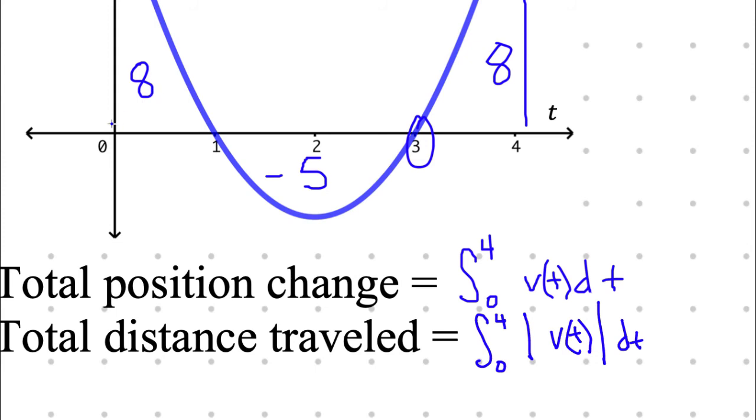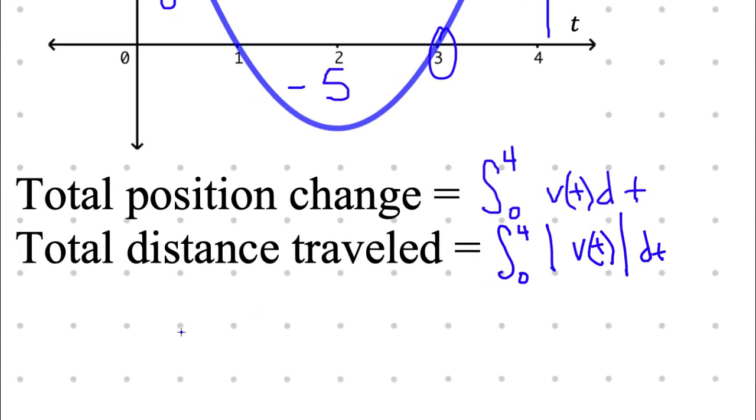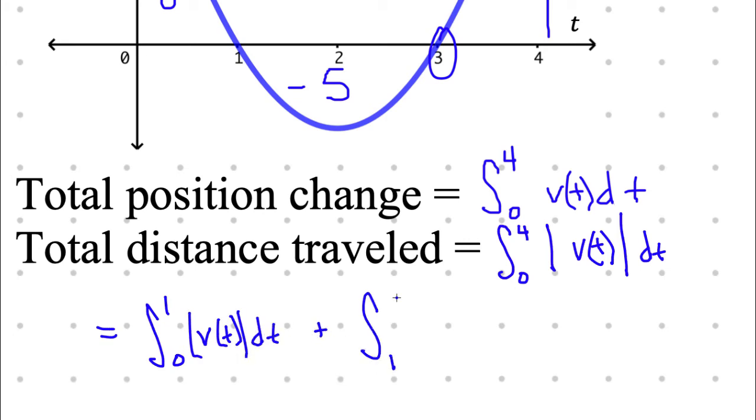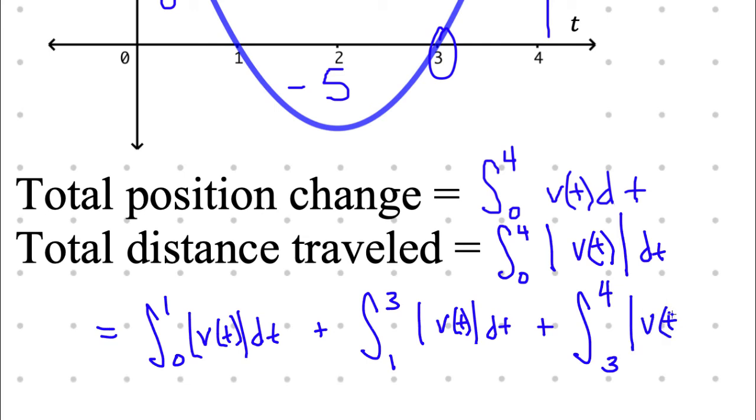If I'm being very formal about this, the total distance traveled is really the integral from 0 to 1 of the absolute value of velocity dt, plus the integral from 1 to 3 of the absolute value of velocity dt, plus the integral from 3 to 4 of the absolute value of velocity with respect to t, dt. So this is kind of the shorthand for doing it, but when you actually do it on the calculator or by hand, this is the full formal way of doing it.